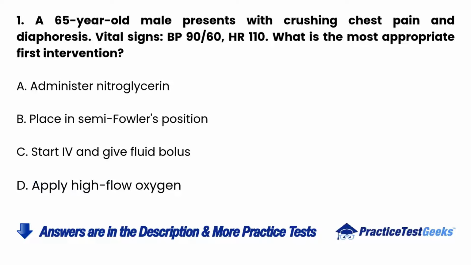1. A 65-year-old male presents with crushing chest pain and diaphoresis. Vital signs: BP 90/60, HR 110. What is the most appropriate first intervention? A. Administer nitroglycerin. B. Place in semi-Fowler's position.